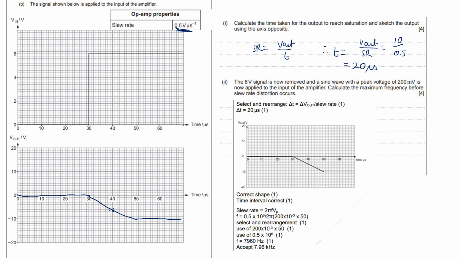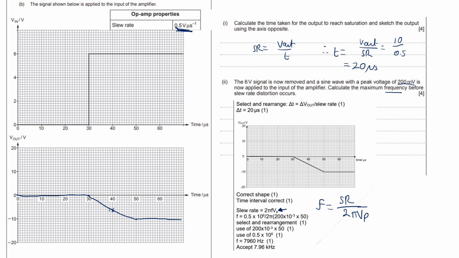Okay. This last bit, it says we now change to a peak voltage of 200 millivolts. Now we need to work out the frequency. You can work out slew rate by using this equation here. In fact, we've been given slew rate, so we need to work out the frequency. So you rearrange that equation to make f the subject. F would equal slew rate divided by 2 pi Vp. That's your rearrangement.